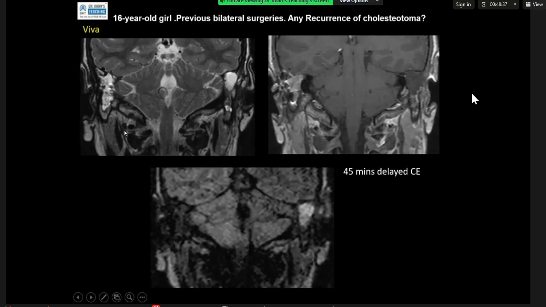All right. So the right is high T2 signal, shows some enhancement, but no restriction. So the conclusion is that it's granulation tissue on the right. Excellent. And on the left? Then on the left, it's high T2 signal and shows no enhancement, but there is diffusion restriction. So that is recurrence of cholesteatoma.